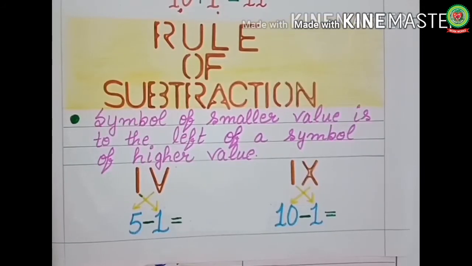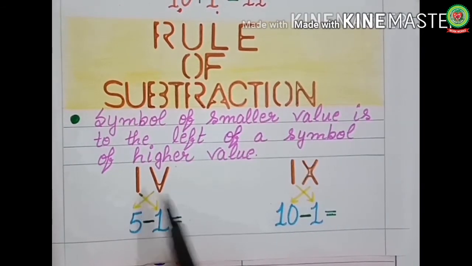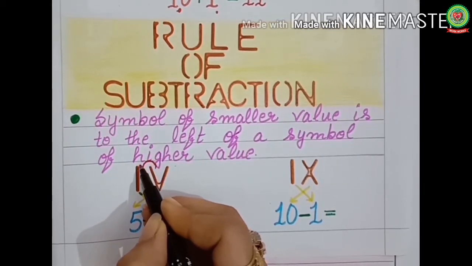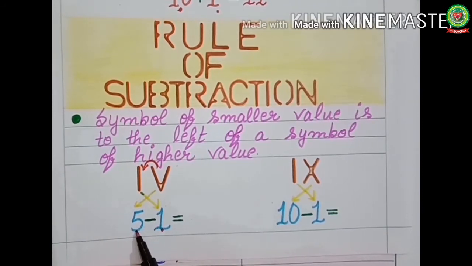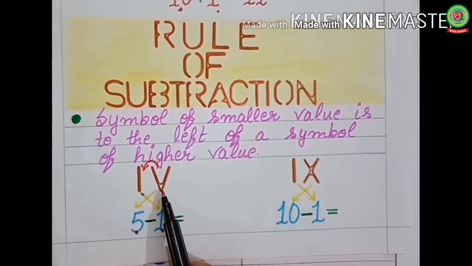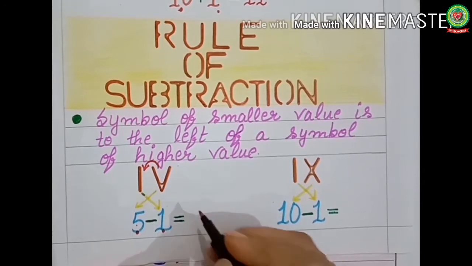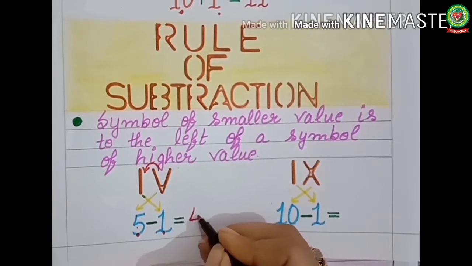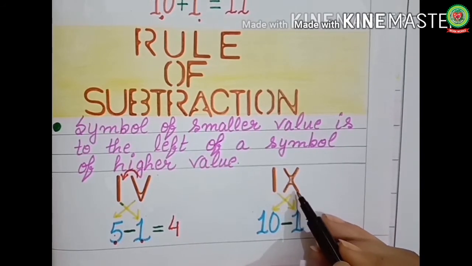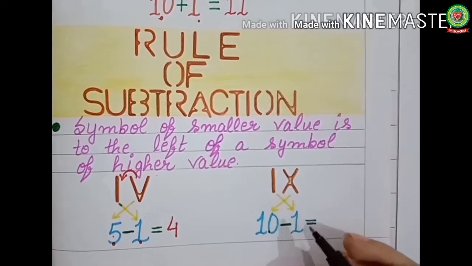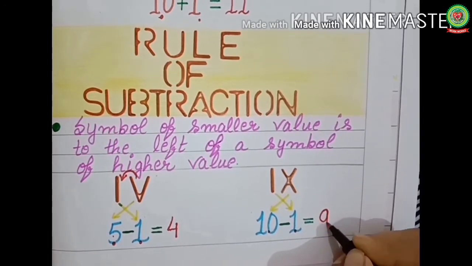Next is rule of subtraction. If a symbol of smaller value is to the left of a symbol of higher value, then we can subtract the smaller value from the higher value. V has a value 5 and I has a value 1. So we can write 5 minus 1 as 4. Let us take one more example. X has a value 10 and I has a value 1. So 10 minus 1 is equal to 9.